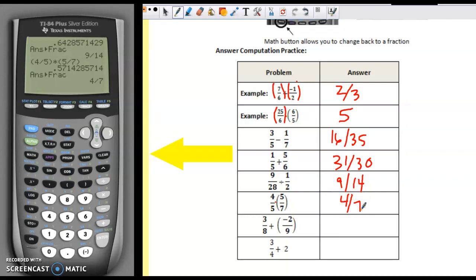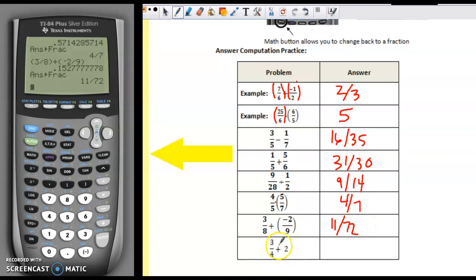Okay, two more practice problems for us here. So we've got 3/8 plus negative 2/9. So we're going to plug it in. 3/8, that first fraction in parentheses. Then we're going to have our addition outside, and then our second fraction is actually shown in parentheses there. So we're going to type it in exactly how we see it. Hit enter, I get a decimal. So I'm going to hit math, enter, enter, and you get the answer of 11/72.